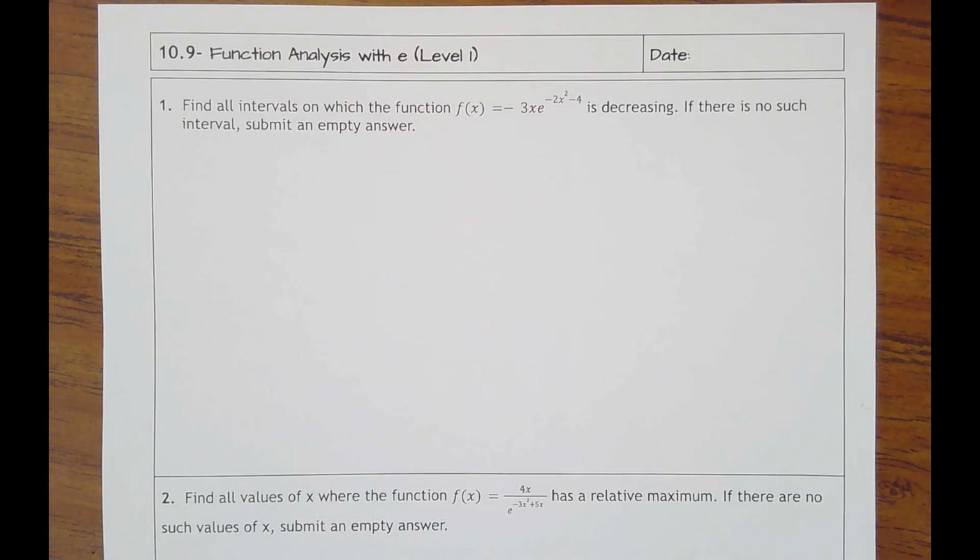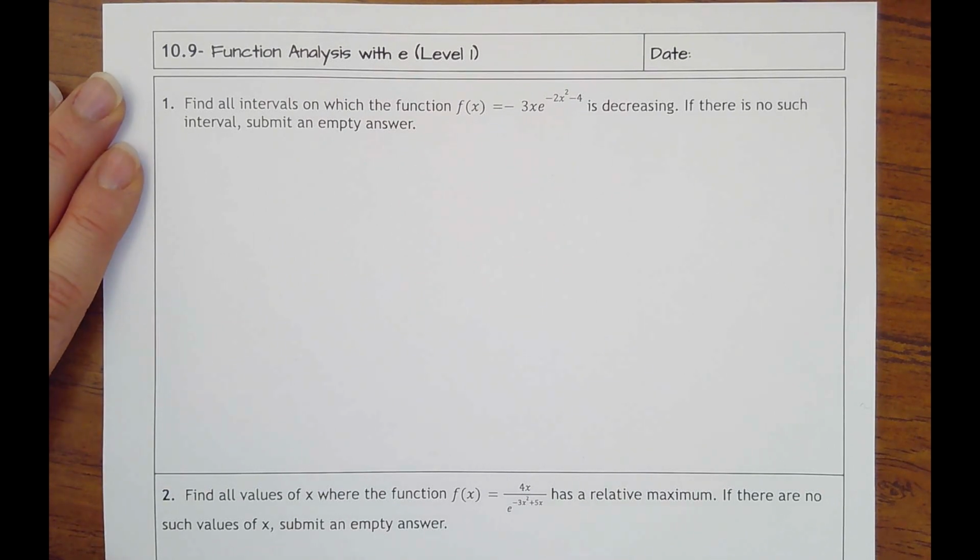Lesson 10.9, this is function analysis like we've been doing, but it's with e in the function. These are level 1s. Number 1 says find all intervals on which the function is decreasing. If there is no such interval, submit an empty answer.